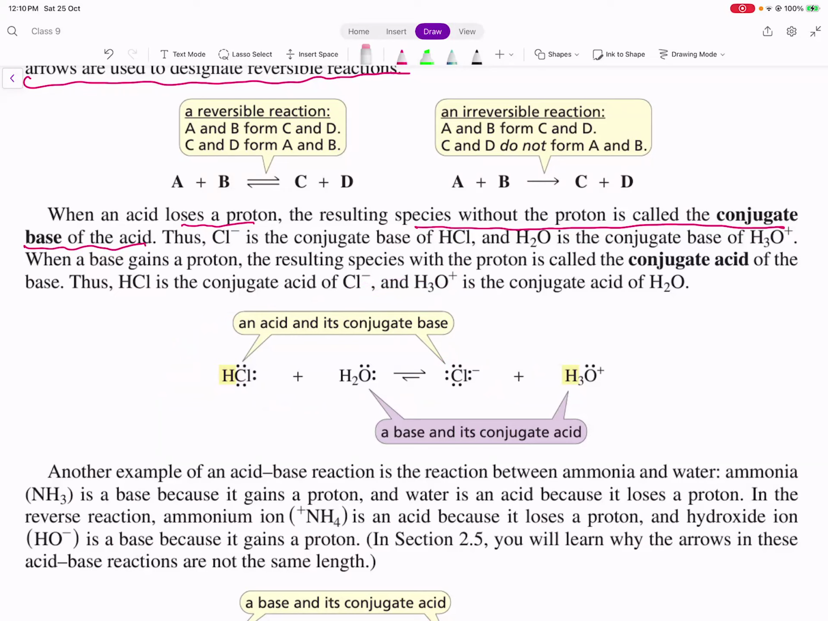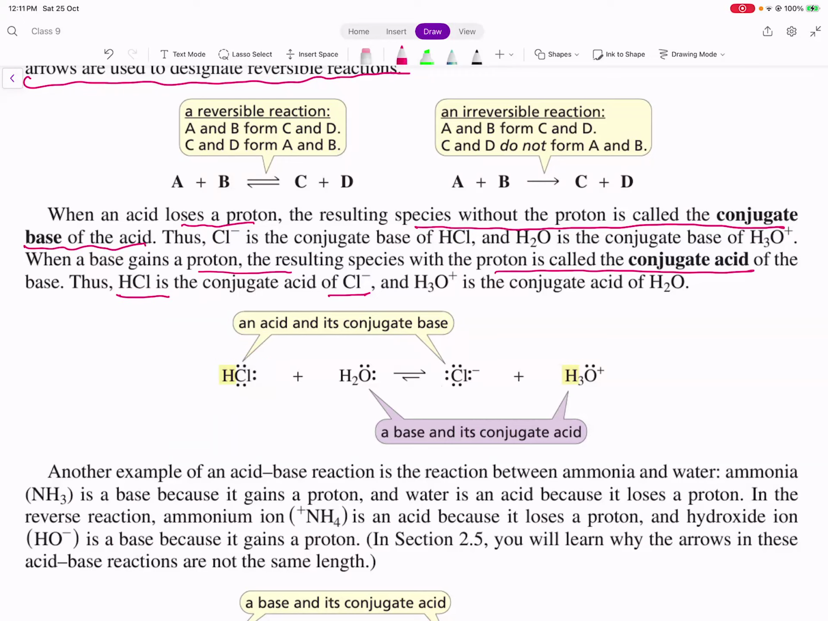So when a base gains a proton, the resulting species with the proton is called the conjugate acid. So an acid has a conjugate base, a base has a conjugate acid, right? HCl is the conjugate acid of Cl minus. Whenever somebody asks me what is the conjugate base, I take H plus out. When somebody asks me what is the conjugate acid, I add H plus, right? If somebody asks me what is the conjugate base for HCl, I will take H plus out and Cl minus is remaining. So Cl minus is the conjugate base of HCl.